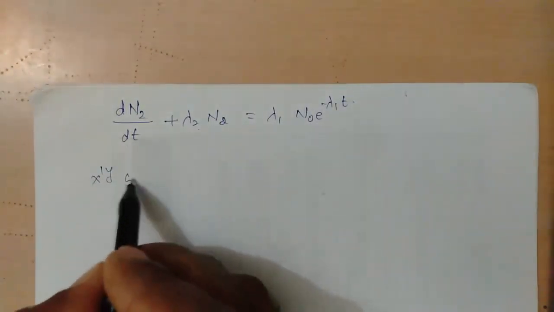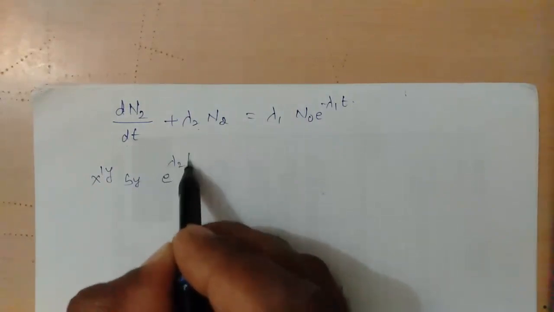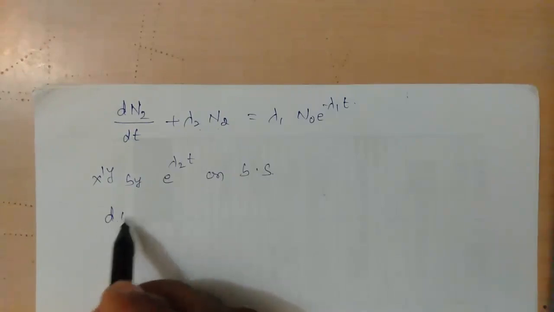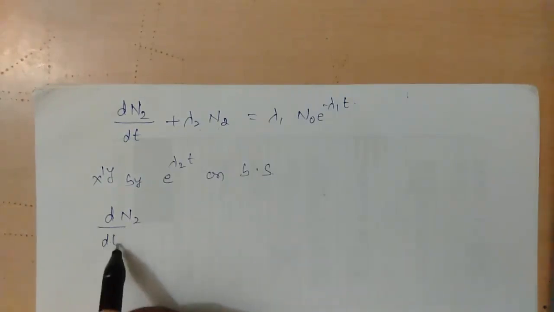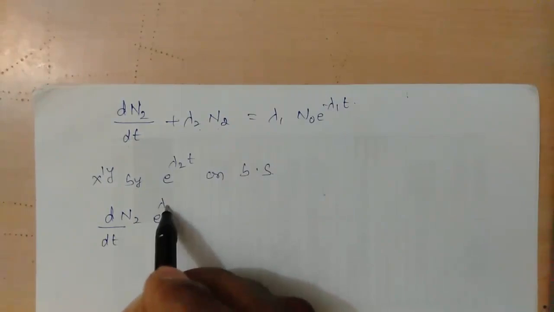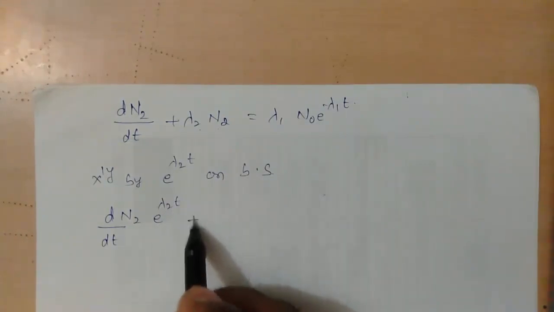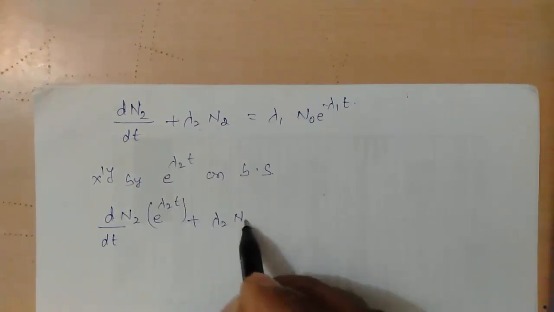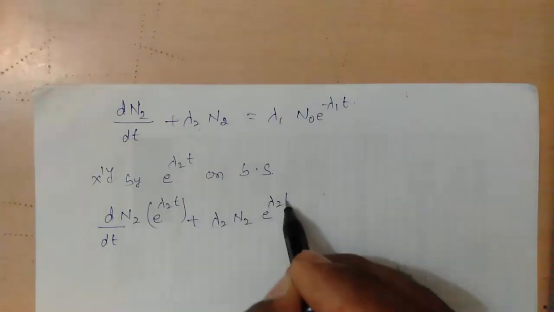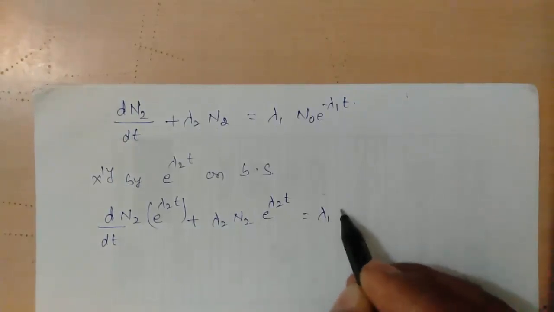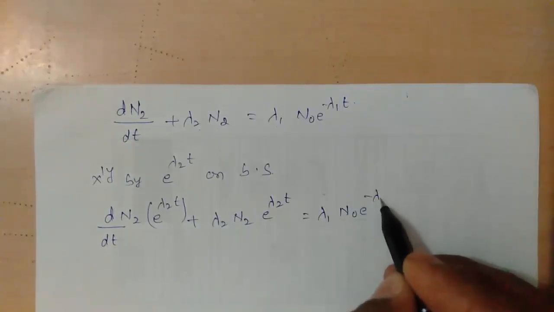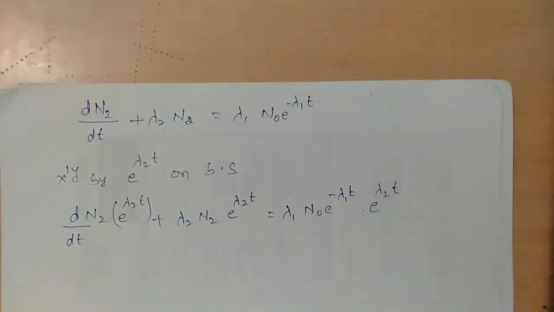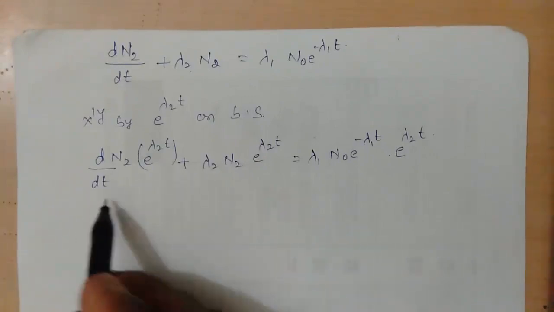Now multiply by e^(λ2 t) on both sides of the above equation. We get dN2/dt into e^(λ2 t) plus λ2 N2 e^(λ2 t) is equal to λ1 N0 e^(−λ1 t) into e^(λ2 t). This is the equation that we get.